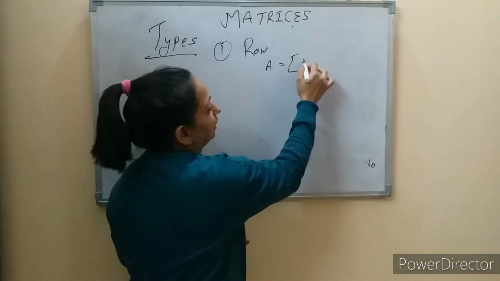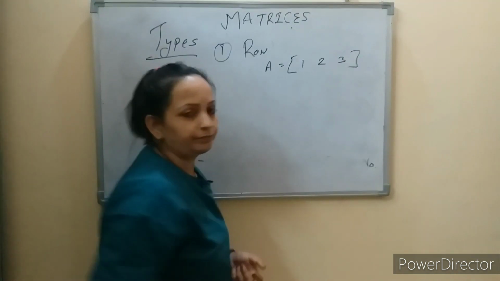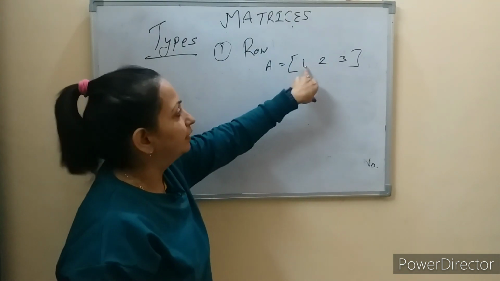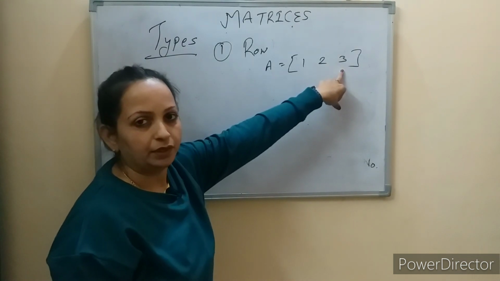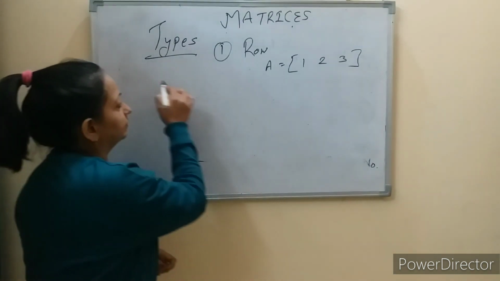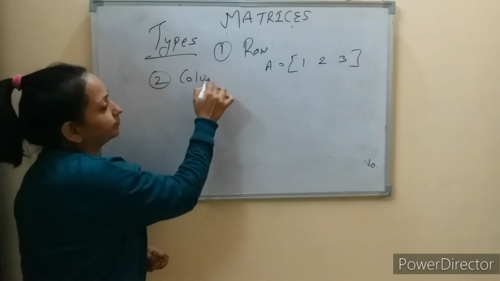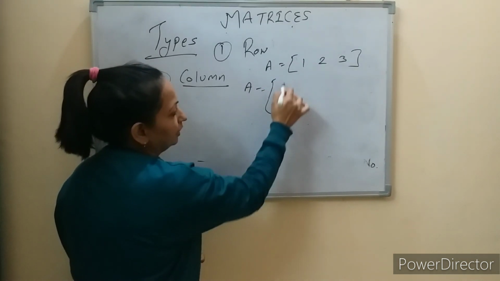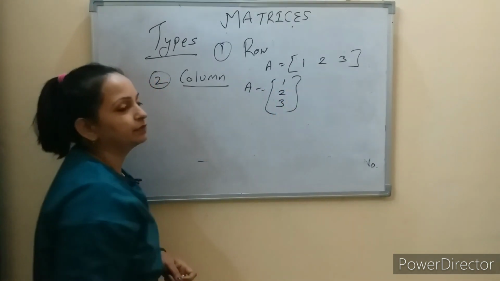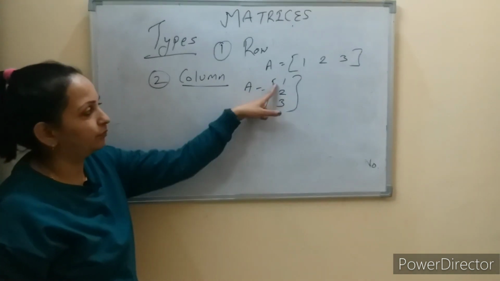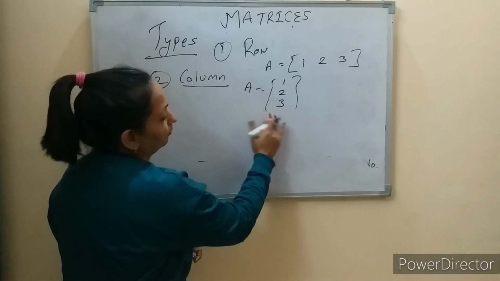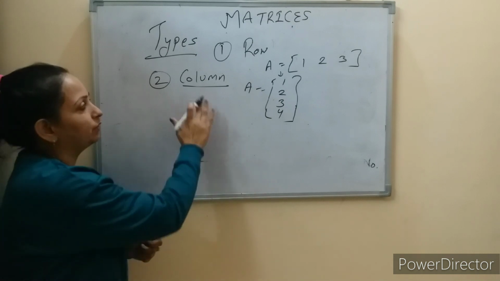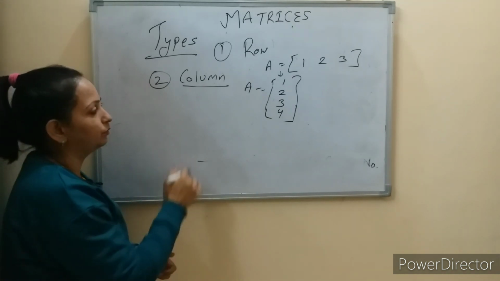So the example will be like 1, 2 and 3. This is called a row matrix because here we have only one row and there are 3 columns. Okay, so this is my row matrix. The second type is called column matrix. Same, there will be only one column. So again, we don't have any condition on the number of rows. So here I am taking 3 rows or maybe 4 rows, but the column will be only 1. Then it will be called column matrix. This is my 2 types of matrix.